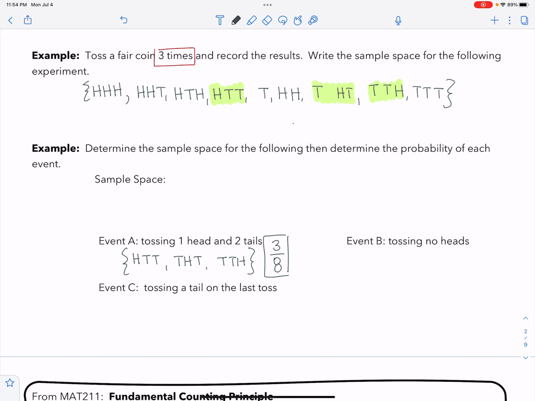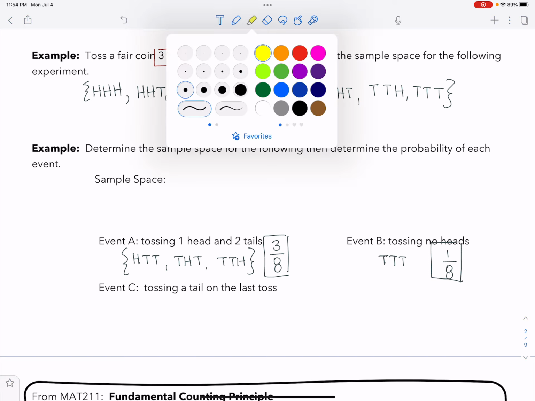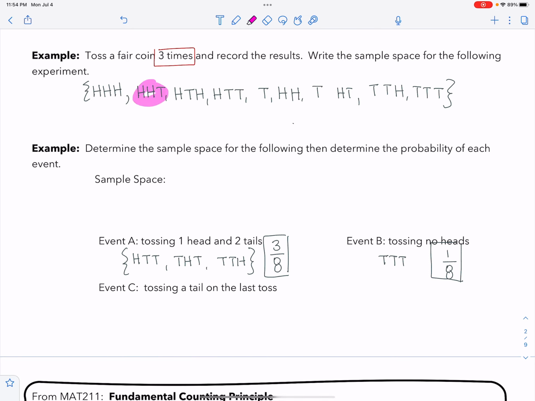Event B, tossing no heads. Well, the only one that satisfies that would be tails, tails, tails. And so that is going to be 1 out of 8. And then the last, event C, tossing a tail on the last toss. And so those possibles would be head, head, tails, head, tails, tails, tails, head, tails, and then tails, tails, tails. There's going to be 4 out of 8 or 1/2.